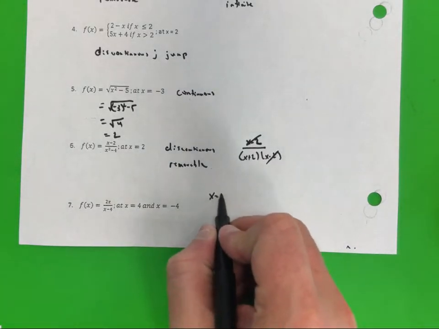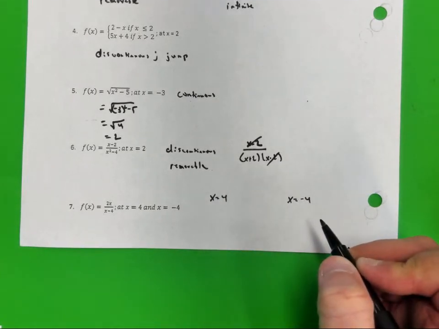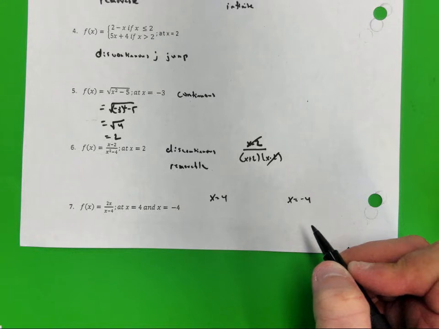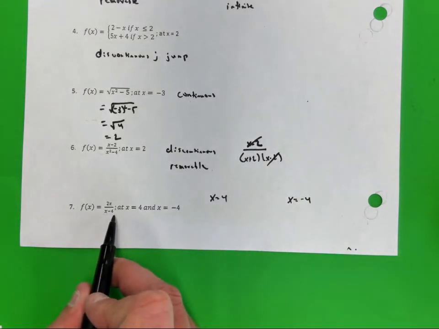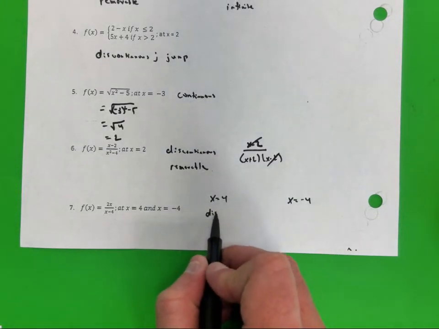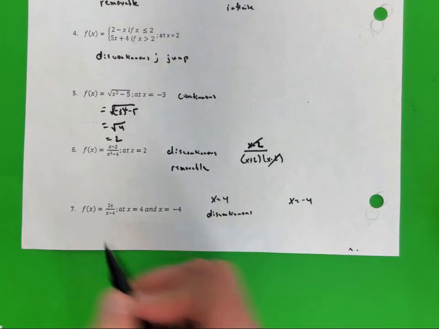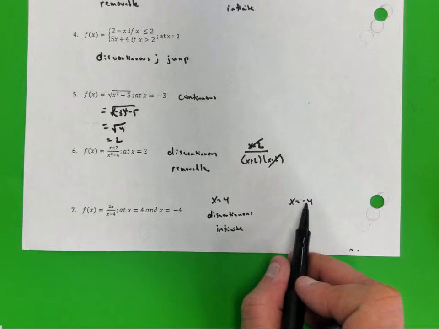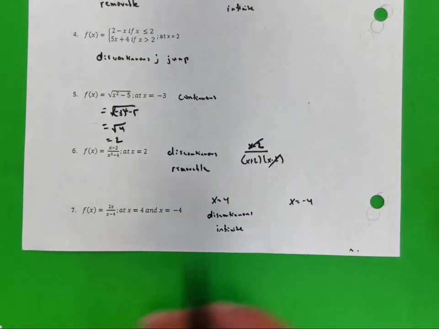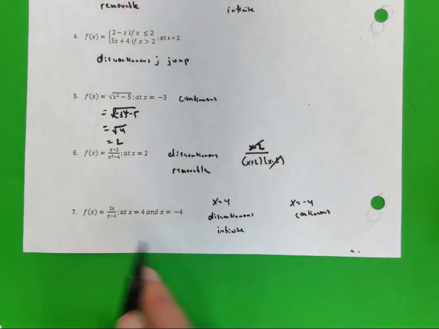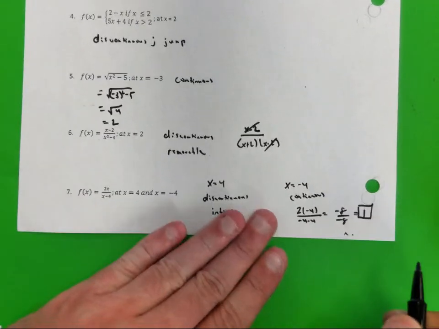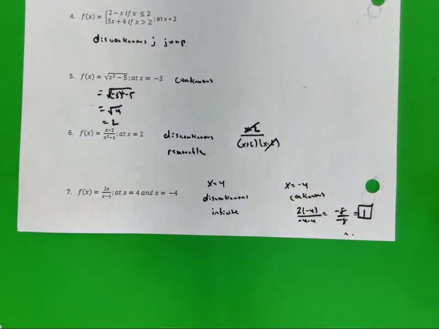On number 7, I have two of them. X equals 4, x equals negative 4. If I plug 4 in, 4 minus 4, is that a bump in the road? So I'll put discontinuous. Can I remove that situation? No. So what type of discontinuity is that? Infinite. Now if I plug negative 4 in, negative 4 minus 4, continuous or discontinuous? Continuous. You can get a value. I'm going to evaluate that, and I get positive 1. So do we have to evaluate it? Yeah, if it's continuous, you have to evaluate it.